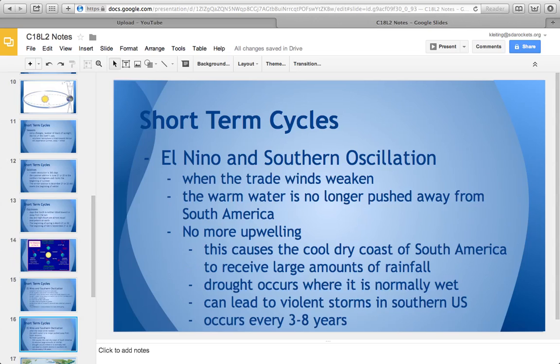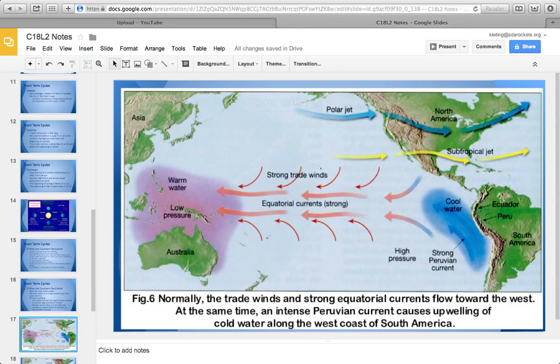So during an El Nino or Southern Oscillation event, when the trade winds weaken, warm water is no longer pushed away from South America. No more upwelling. This causes the cold, dry coast of South America to receive large amounts of rainfall. Drought occurs where it's normally wet, and it can lead to violent storms in the southern United States. This occurs about every 3 to 8 years, depending.